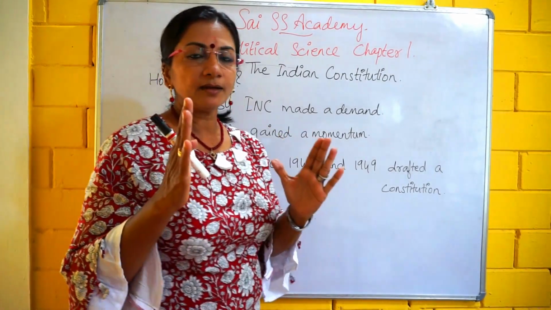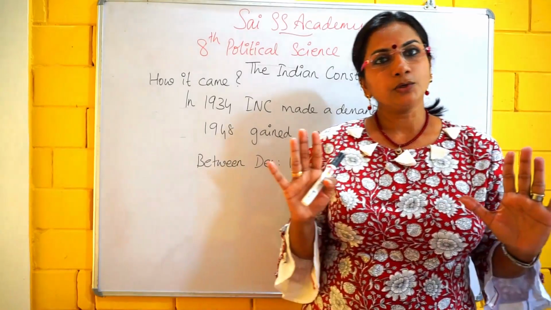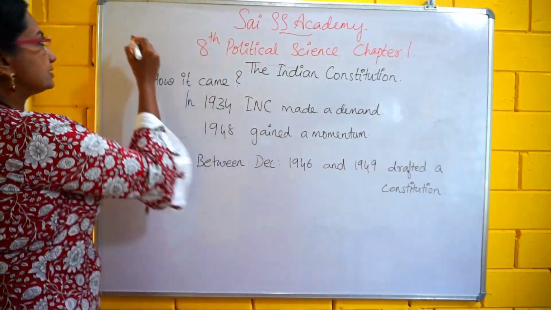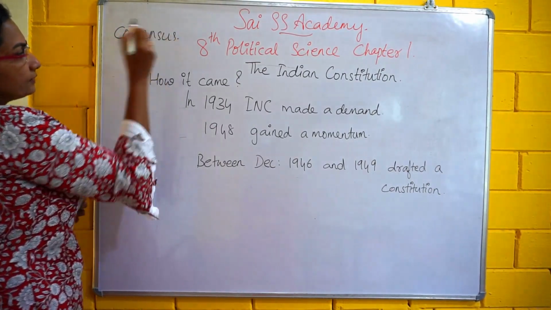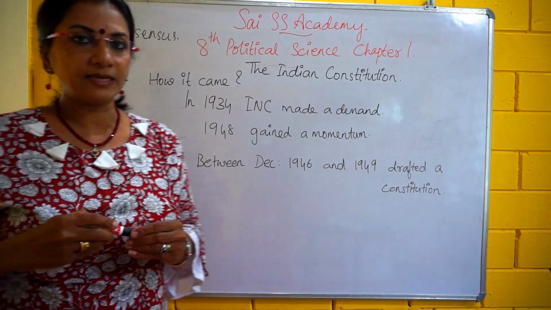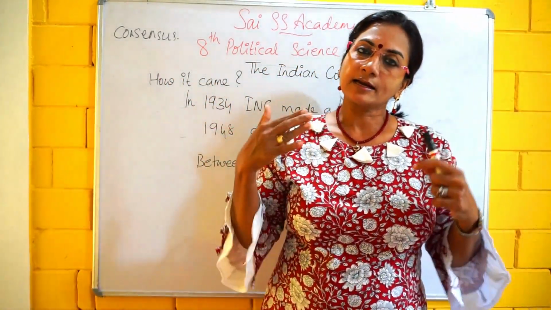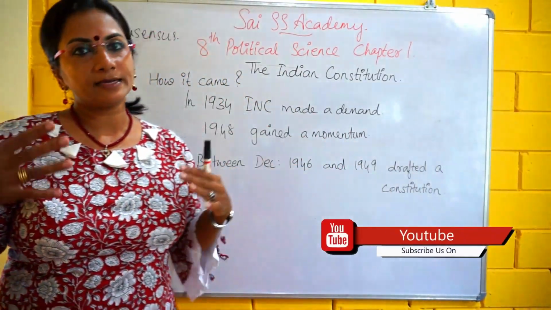And where do these constitutive rules come from? Is it from the individual? No, it is consensus. What is the meaning of consensus? Consensus means opinion reached by a group. Got it? That means some constitutive rules are reached by a group.